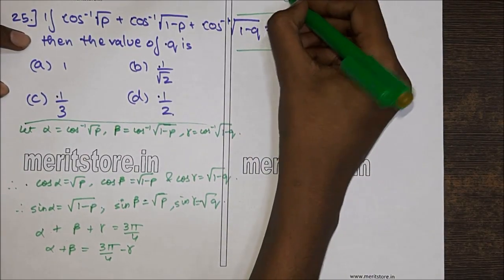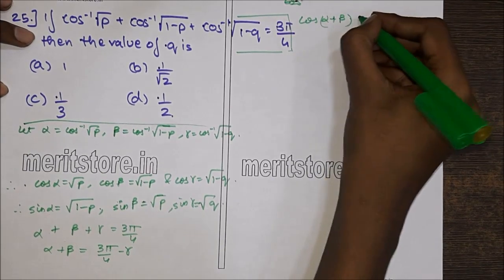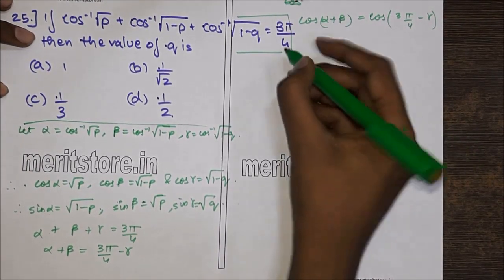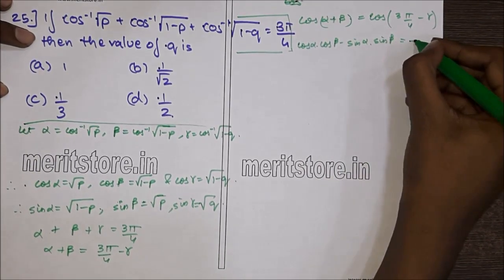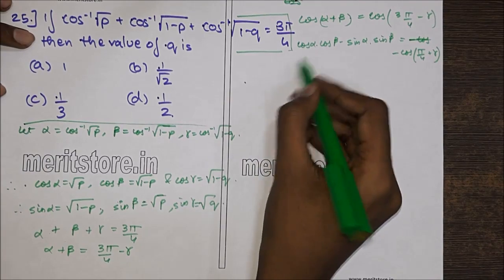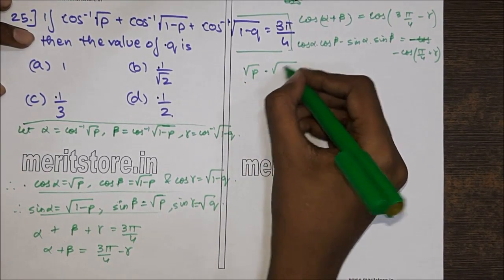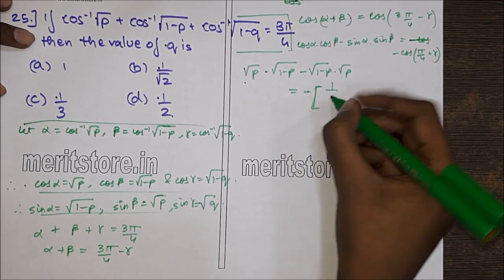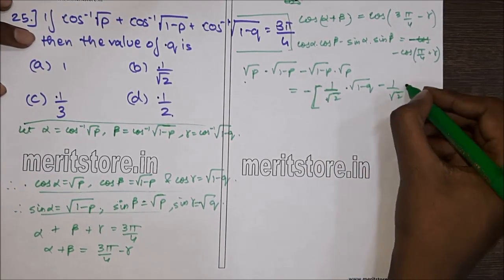We take cosine on both sides, we get cos alpha plus beta is equal to cos of 3 pi by 4 minus gamma. We expand this using cos of A plus B formula. We get cos alpha cos beta minus sin alpha sin beta, and this is minus cos of pi by 4 plus gamma. So we substitute the corresponding values which we got from this. We have root of P into root of 1 minus P minus root of 1 minus P into root of P is equal to minus 1 by root 2 root of 1 minus Q minus 1 by root 2 root Q.